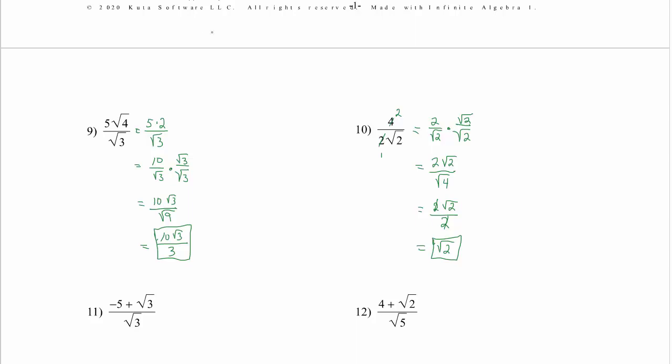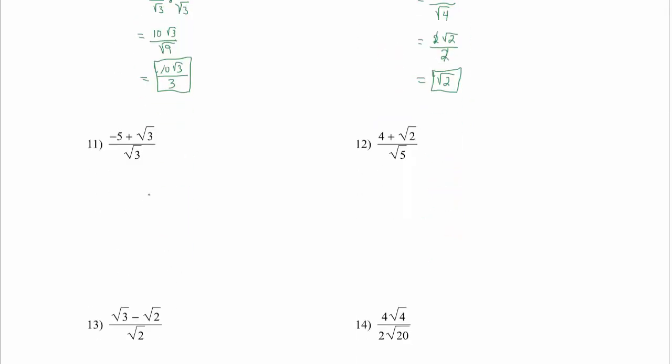And if you see these coming up, they're starting to get a little bit more involved. You notice we have negative 5 plus the square root of 3 on top. You have 2 terms. We can't add those together like you learned back when we did adding, subtracting radicals. This is a square root of 3. This is just a negative 5.